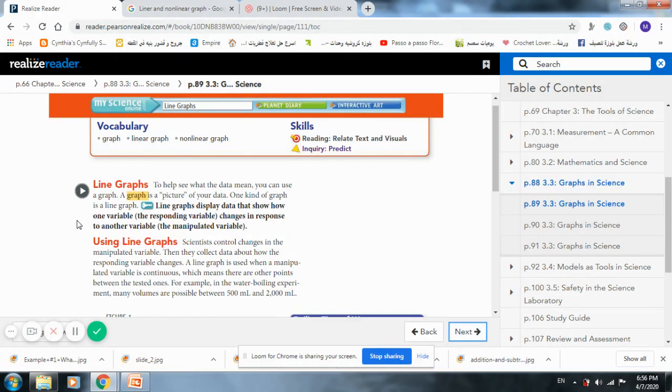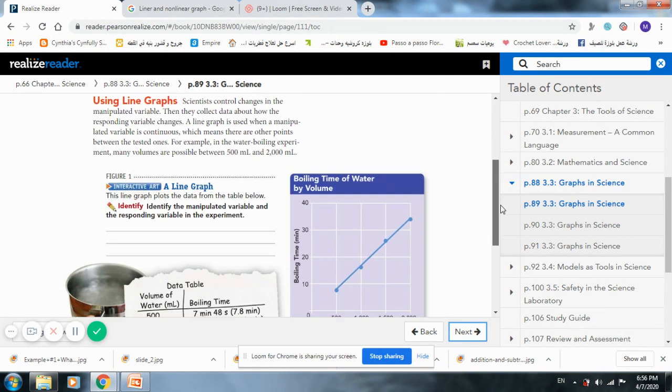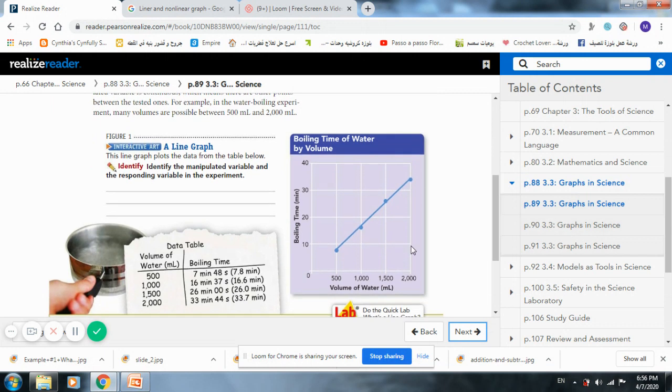One kind of graph is a line graph. Line graphs display data that show how one variable, the responding variable, changes in response to another variable, the manipulated variable. In the Cartesian coordinate system we have the x-axis and the y-axis. Now this is called a linear graph. Why linear graph? Because it is a linear line.